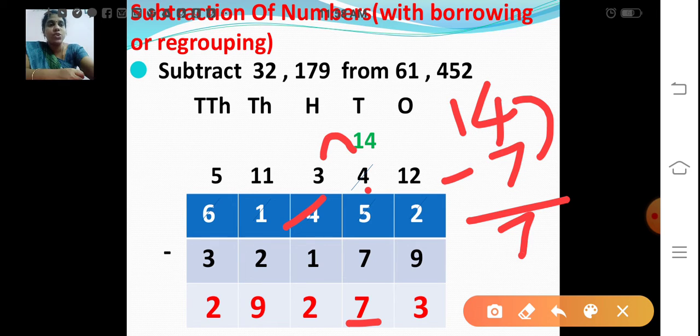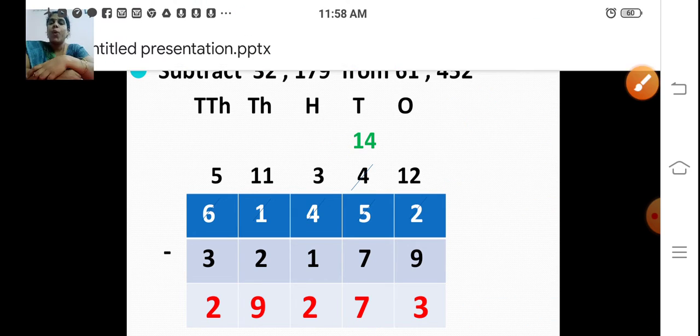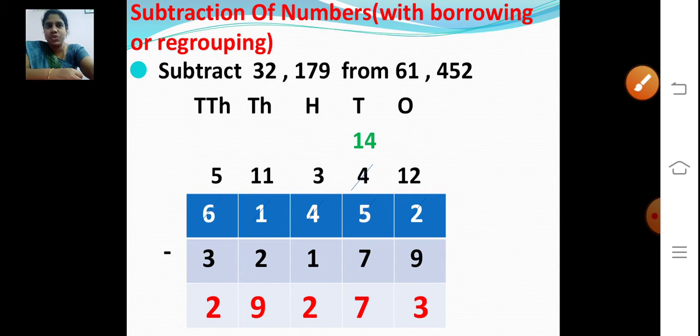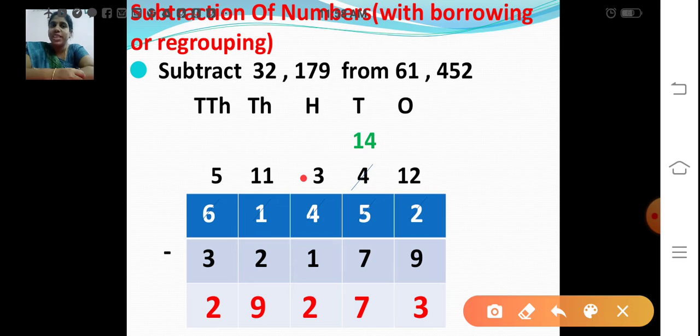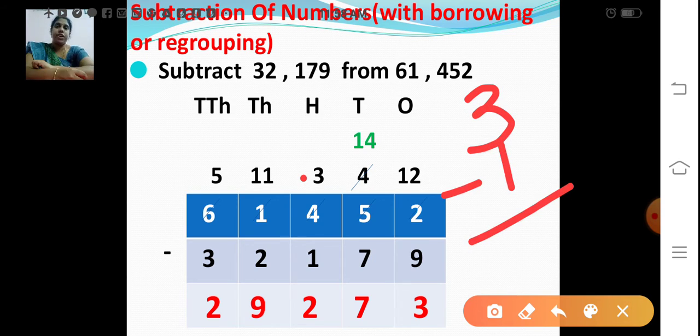Yes, now let's move on to the hundreds place. What number do I have in the hundreds place? 3, because I have already given 100 to the tens place, right? So now I am going to subtract 3 minus 1. Start from number 1, count forward till you reach 3. After 1, 2, 3. 3 minus 1 is 2. 300 minus 100 is 200.